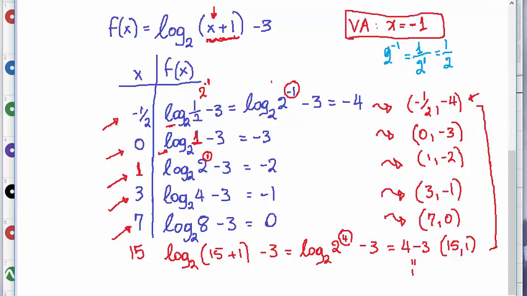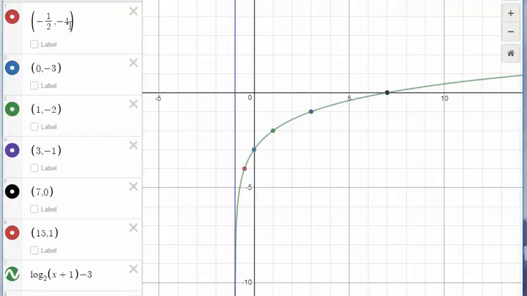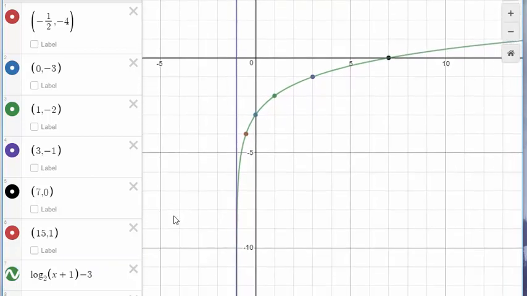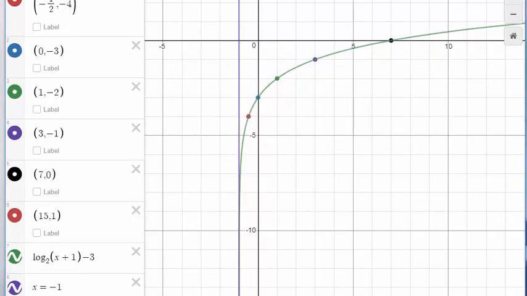So this is the graph that we obtain if we graph all the points from our table and connect them together in one curve. Writing down your vertical asymptote is extremely important for your graph. The vertical asymptote that you get from the rule, here x equals negative 1, should always be in your graph.